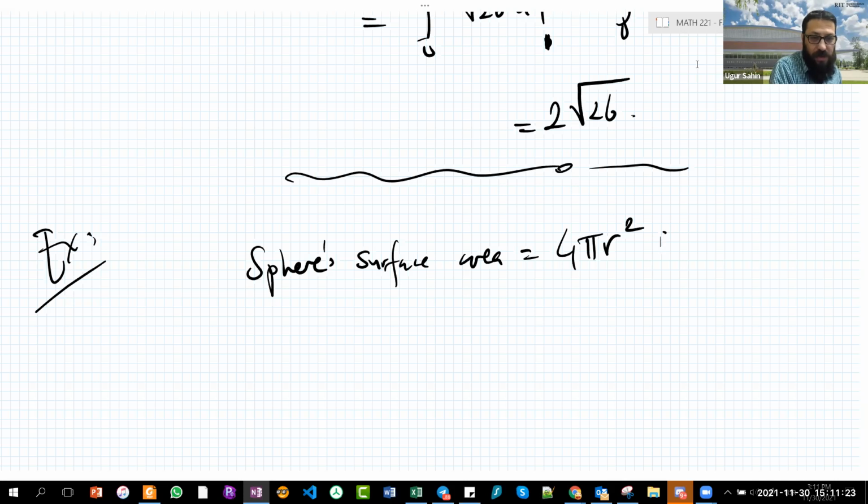Now, you are going to see why it is equal to 4 pi r squared. But first, you might want to try it. You might want to try and then prove on your own. As you know, the first step is to find a parameterization for the sphere.